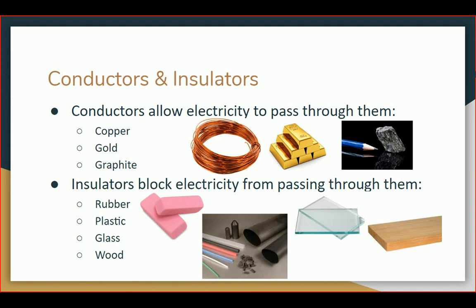Insulators. Insulators block electricity from passing through them. So some examples would be rubber, plastic, glass, or wood. Now, one thing to keep in mind though is that conductors are not perfect conductors. So there's going to be some resistance. And with insulators, if you increase the voltage enough, you can get electricity to pass through them. So they're not 100% conductors, they're not 100% insulators.